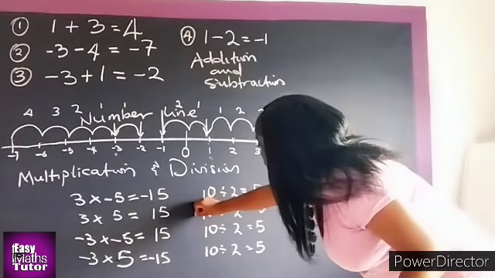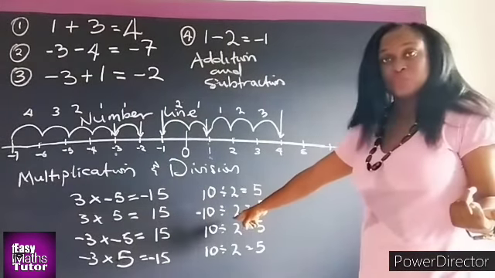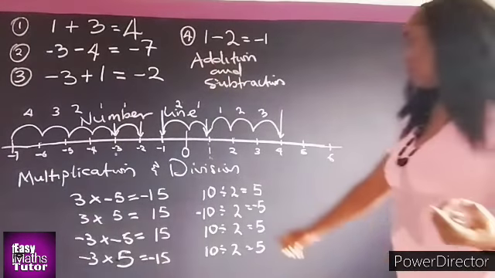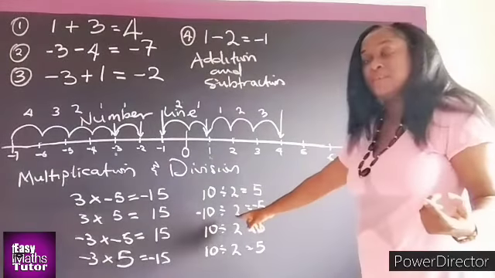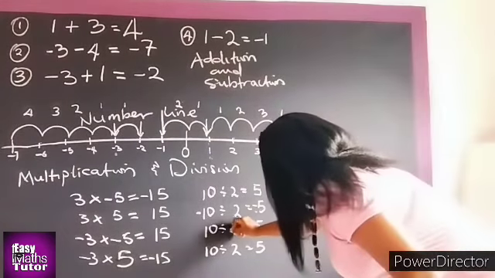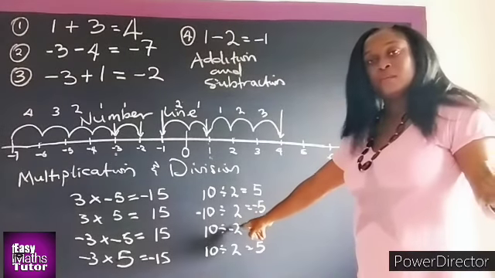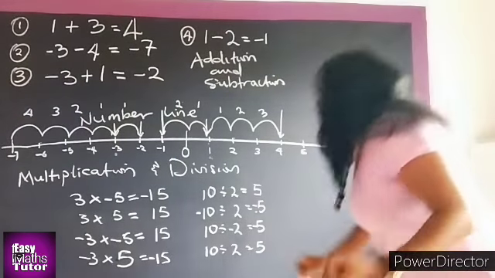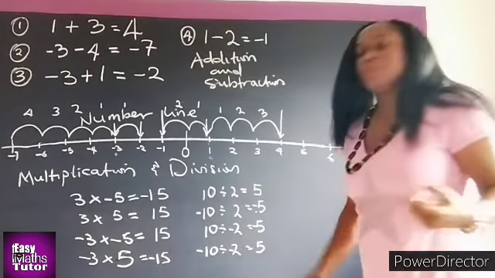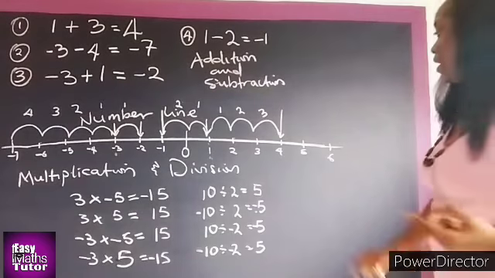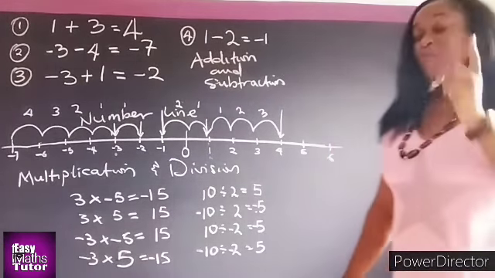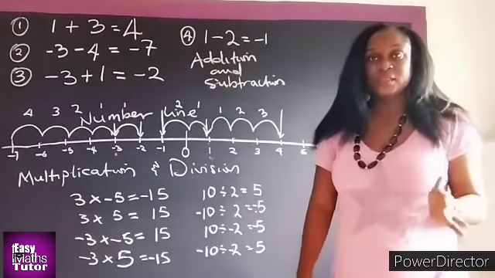So, if it is minus 10 divided by 2, the answer will be minus 5. If there's one minus here, the answer will be minus. If there are two minus, the answer will be positive. If there are 3, the answer will be minus. If there are 4, the answer will be positive.